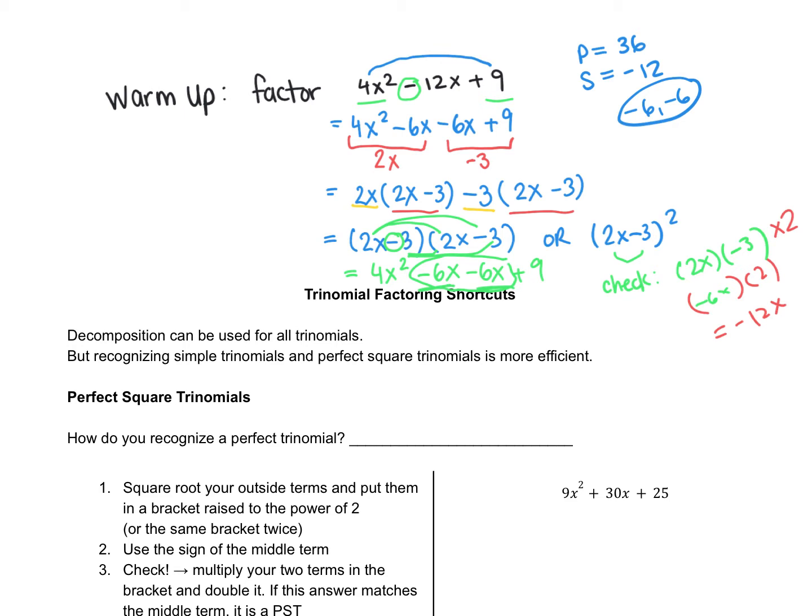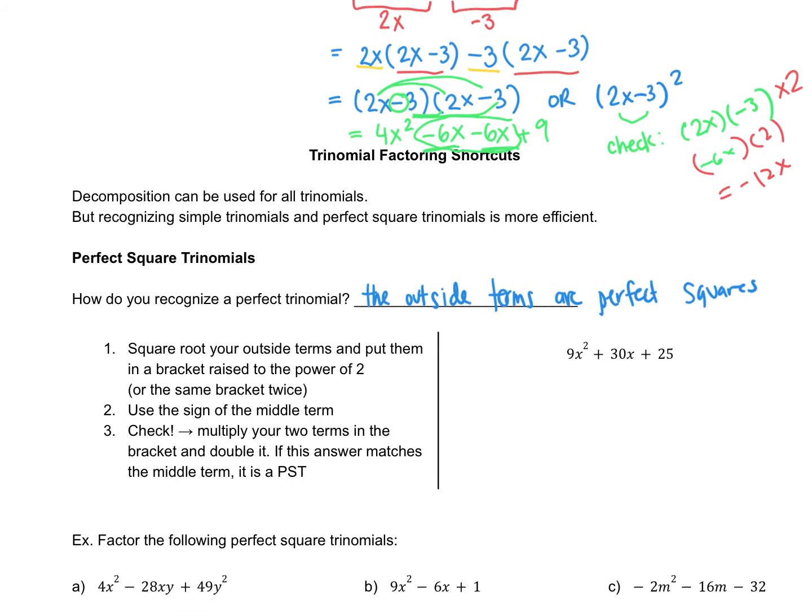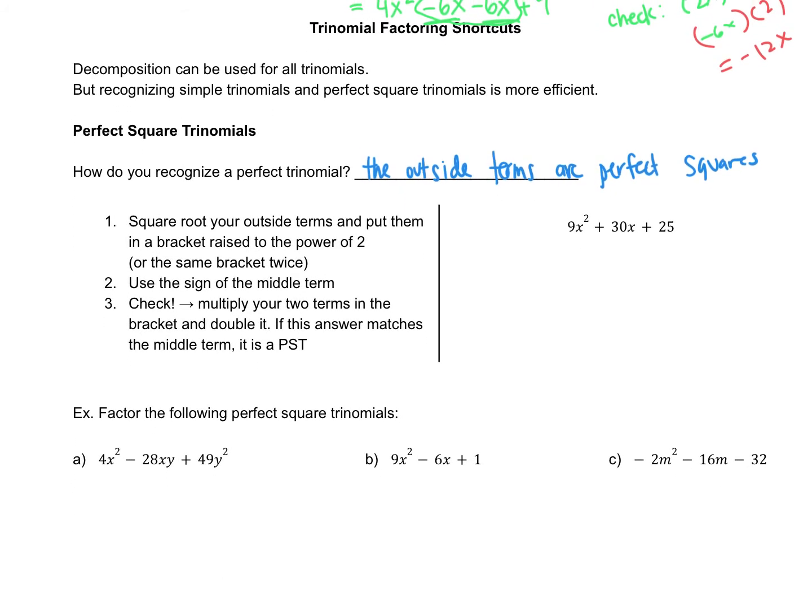All right, so let's see how to do this shortcut. But before we do that, how do we recognize it? The outside terms are perfect squares. And we will have to do a check as well. But let's see how we factor this.